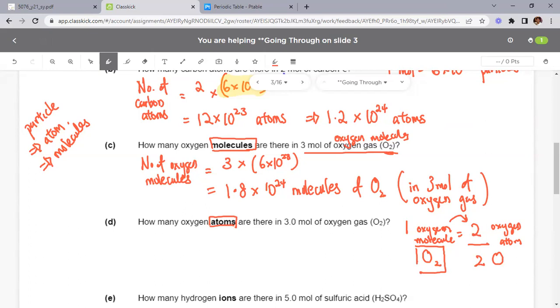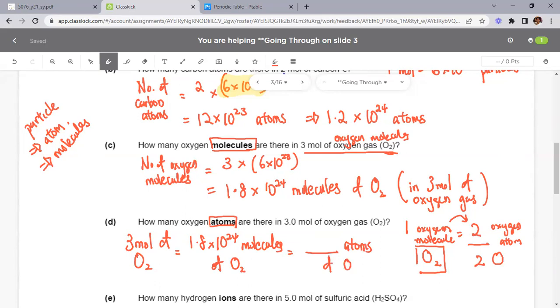So what I'm going to do is, 3 mole of O2 is actually equivalent to 1.8 times 10 to the power 24 molecules of O2. So you realize your statements become very important. So 3 moles of O2 is equivalent to 1.8 times 10 to the power 24 molecules of O2. So 3 mole convert to the particles of molecules. This is equivalent to how many atoms of O?